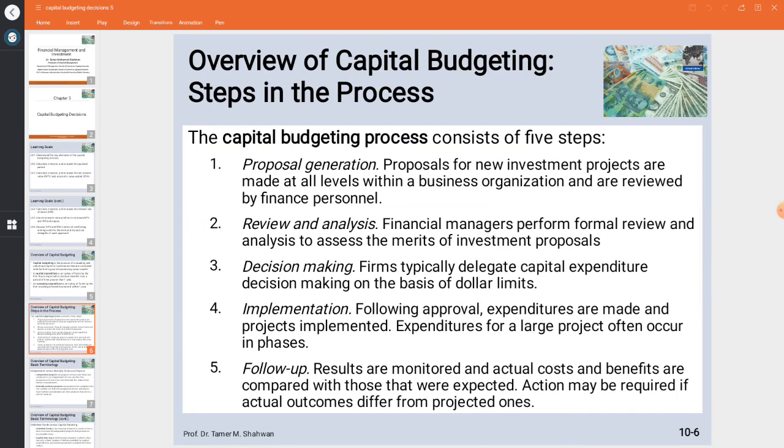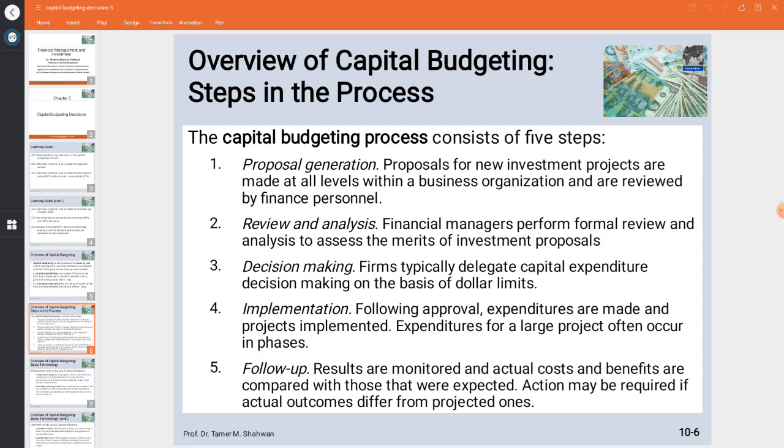Step number 3 is decision making, where the firm delegates capital expenditure decision making on the basis of dollar limits. That is, whether we have enough cash that enables us to accept and implement this proposal or not. The fourth step is the implementation step. In this implementation step, we have the final approval, expenditures are made, and we implement this project.